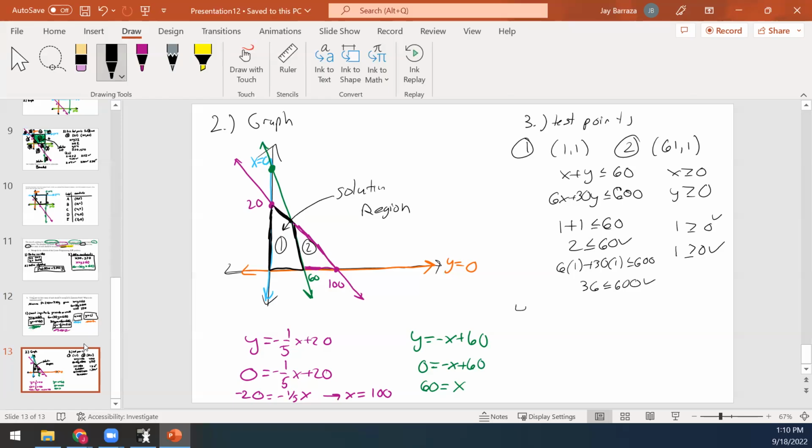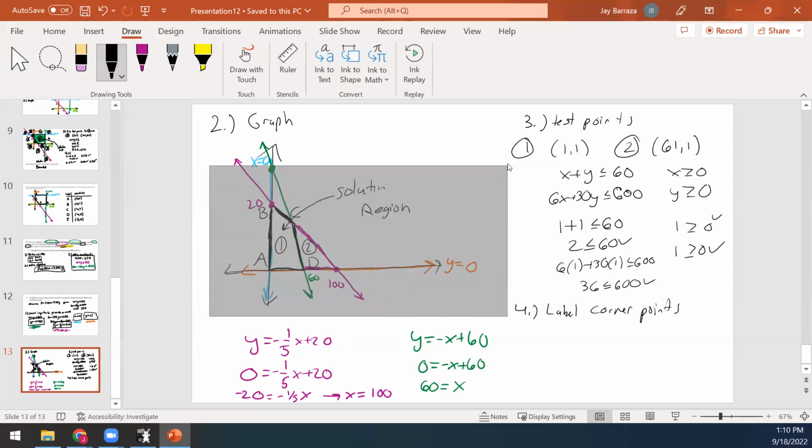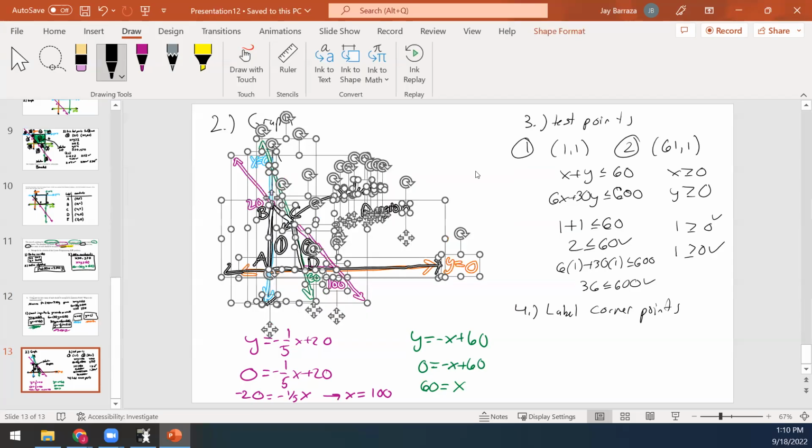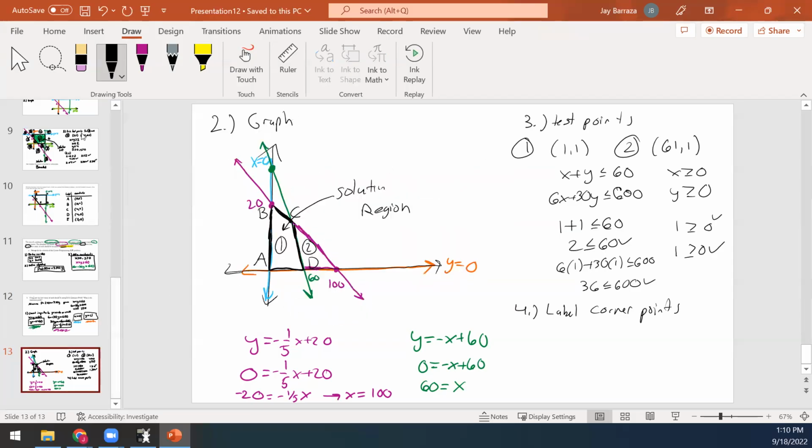So step 4 is to label corner points. It doesn't matter how you do it, but you want to label them. So this is A, this is B, C, and D. And the maximum solution is going to be one of the corner points. So we have labeled the corners, A, B, C. And then I'm going to create a new slide.